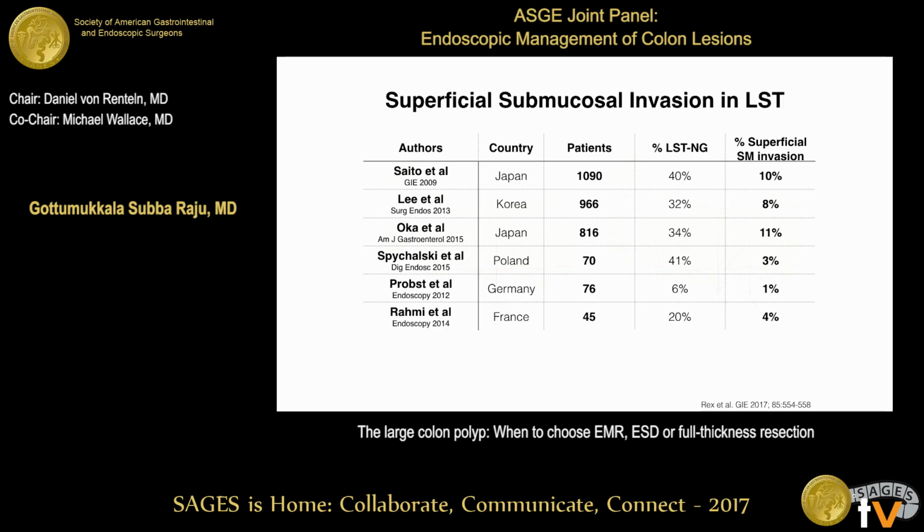And the Japanese have the largest experience. If you look at the top 3 studies, the risk of superficial submucosal invasion in laterally spreading tumors is about 10%. And if you say to yourself, if I can resect 90% of laterally spreading tumors, I still save a lot of unnecessary colectomies.